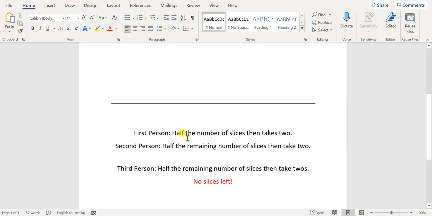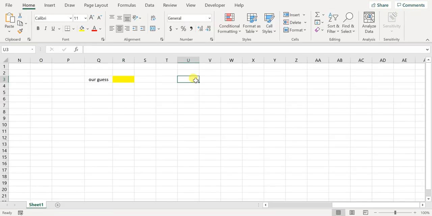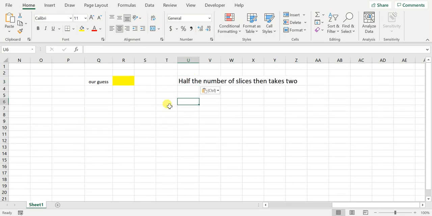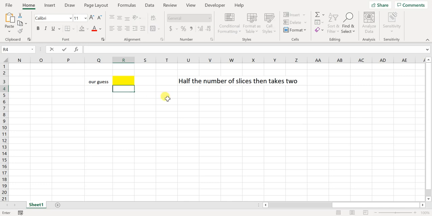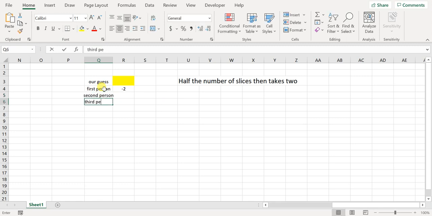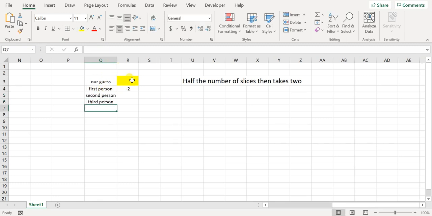Now, it did say every time it's halving the number of slices and then taking 2. That happens 3 times. I'll paste it over here, that way I know exactly what's going on. So I can put in any number here. I'll save my guess for a second, but I'm going to do this formula. So equals the cell above divided by 2 and then minus 2. So that's after the first person has eaten. And then we'll do the same again for the second person and third person, and we'll cycle that formula down.